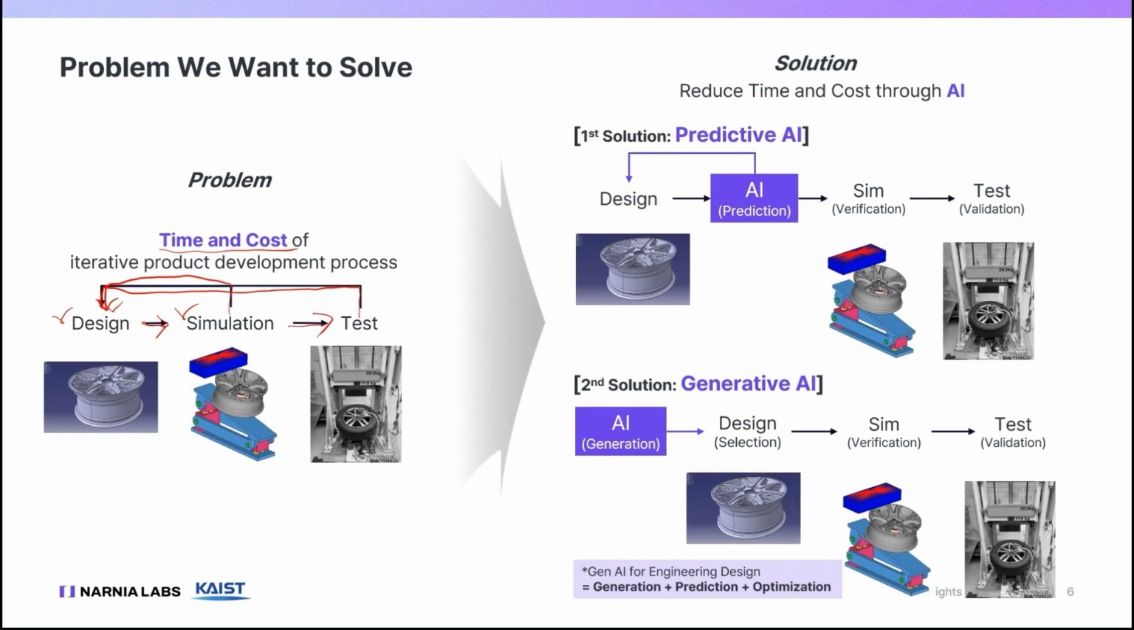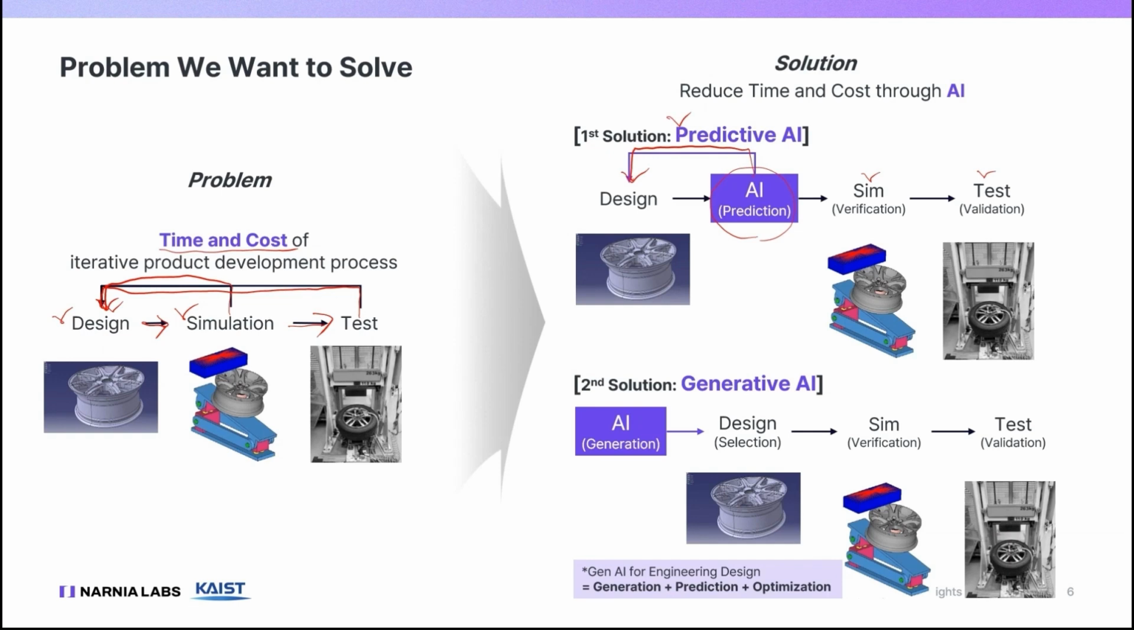If we look at how AI can solve this problem, the first method is predictive AI. Predictive AI doesn't wait for the analysis after the design is completed. Instead, it learns from simulation data or test data in advance and immediately provides predicted results as feedback to the designer. In this way, designers and AI can collaborate to quickly produce a good design proposal.